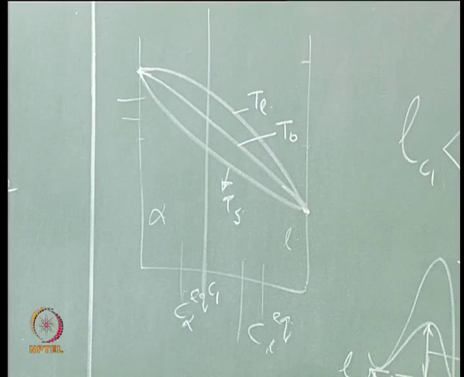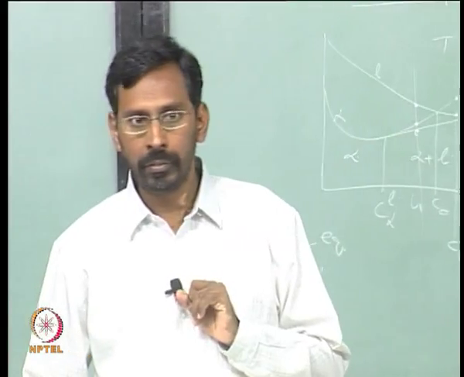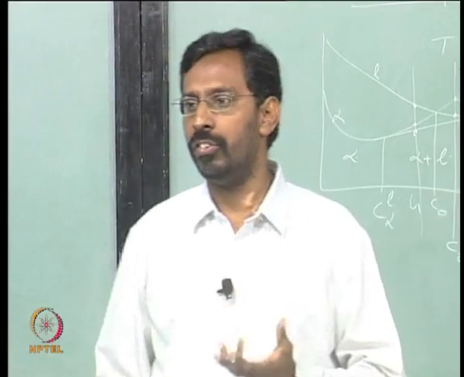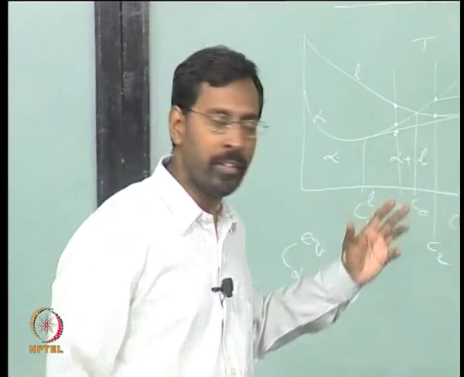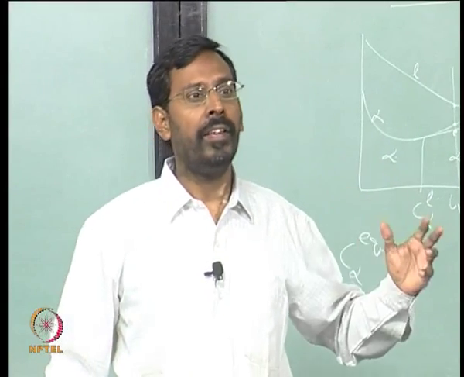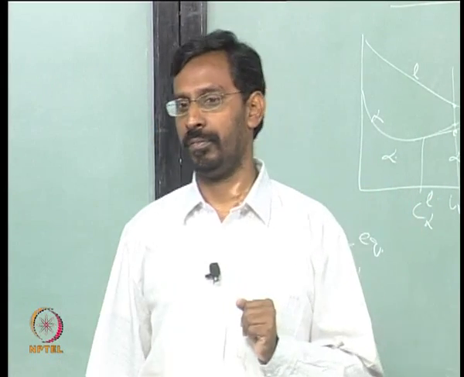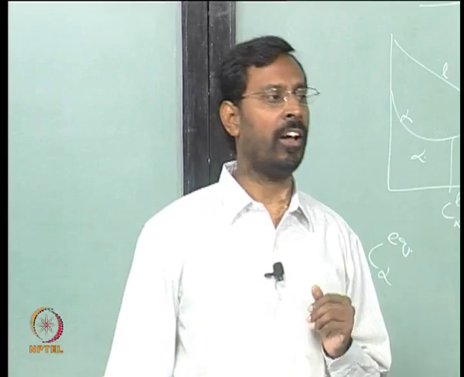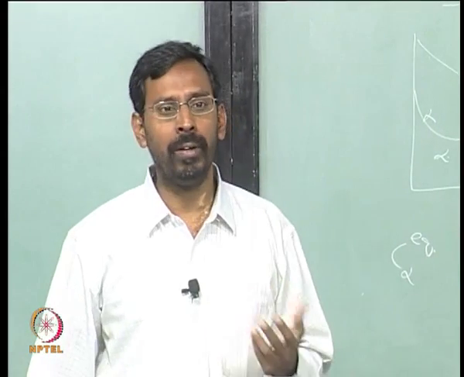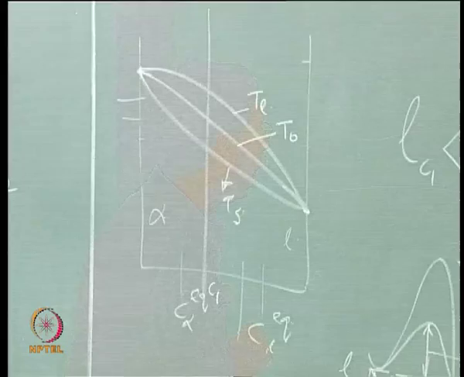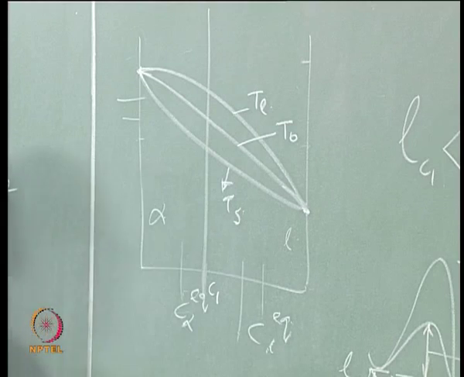T naught is T0, okay, the naught means 0. So why do we say 0? Because there the delta G for the transformation is 0, that is why we call it a T naught curve. And this T naught curve, what is the significance of it now?